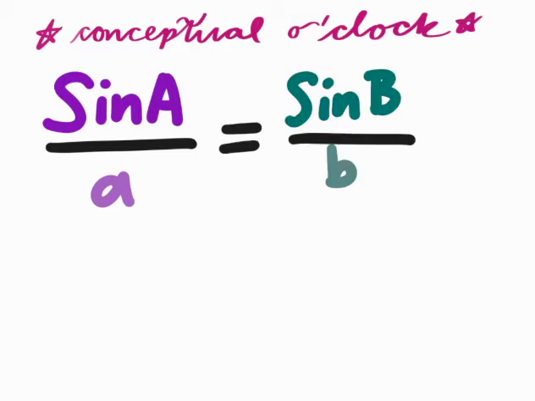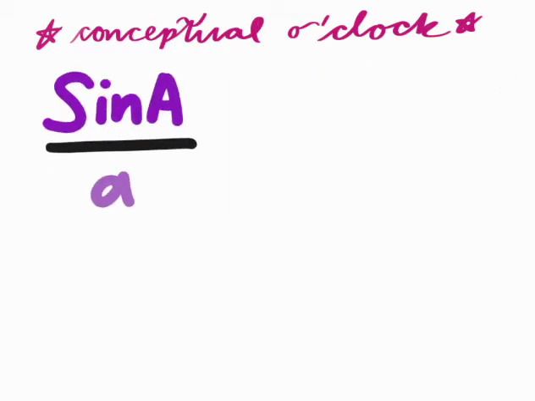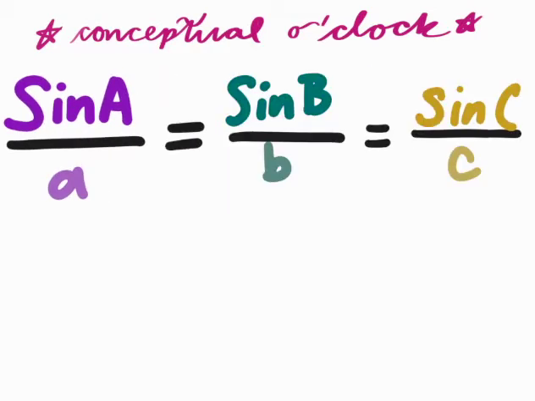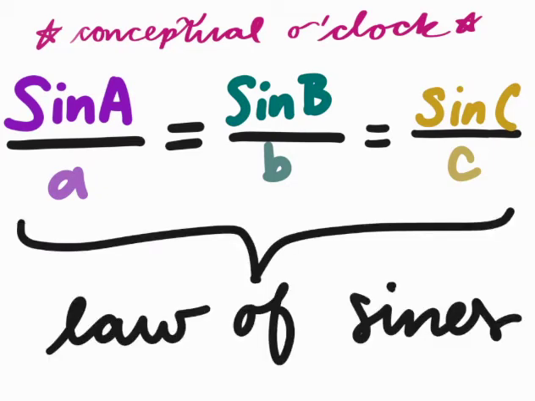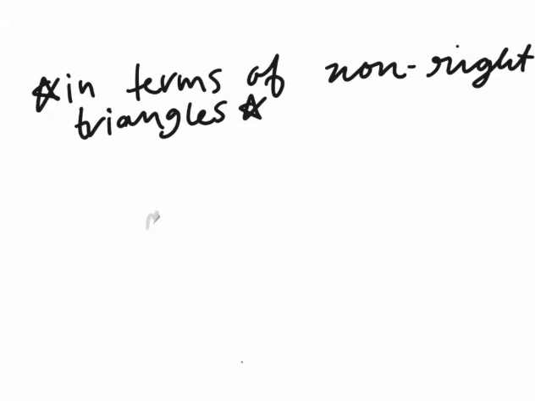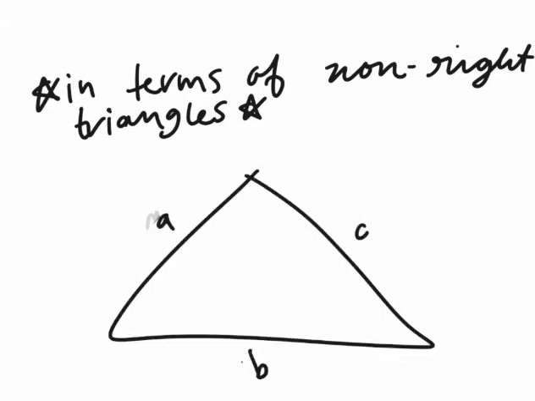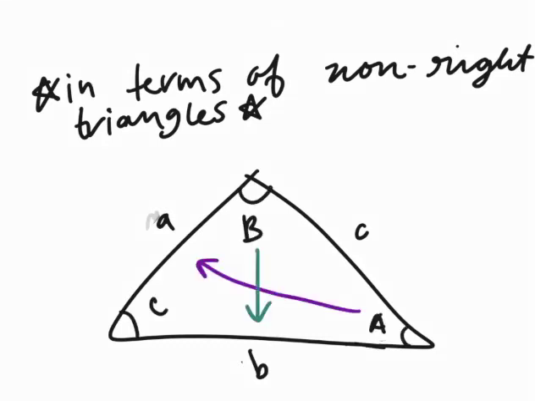So starting conceptually, what we're doing is saying that sine of A over A is equal to sine of B over B is equal to sine of C over C, which is the law of sines, and this is in terms of non-right triangles. Imagine that the triangle is drawn with sides A, B, C and angles A, B, C, where angle A is opposite side A, angle B is opposite side B, and angle C is opposite side C.